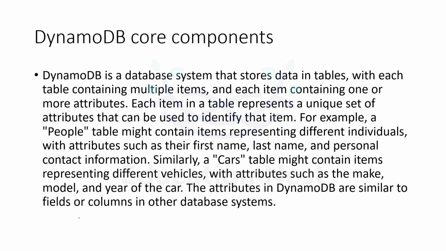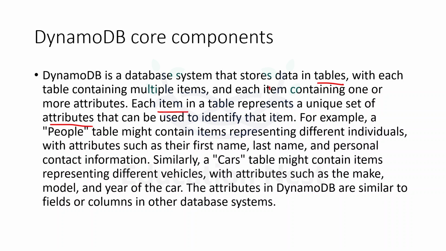So now we are going to discuss the core components of DynamoDB. There are three core components that we will be discussing. The first is table, then we have item, and lastly we have attributes. We have already discussed this in the example, but let us try to understand this again. DynamoDB is a database system that stores data in a tabular manner. It doesn't mean that it follows a fixed rigid schema just like we have in relational databases, with each table containing multiple items, and each item containing one or more attributes.